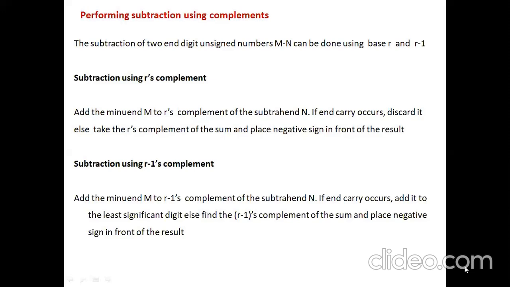In the same way, for r minus 1 and r, for a decimal number they will be 9 and 10. For a binary number, r minus 1 and r will be 1 and 2.